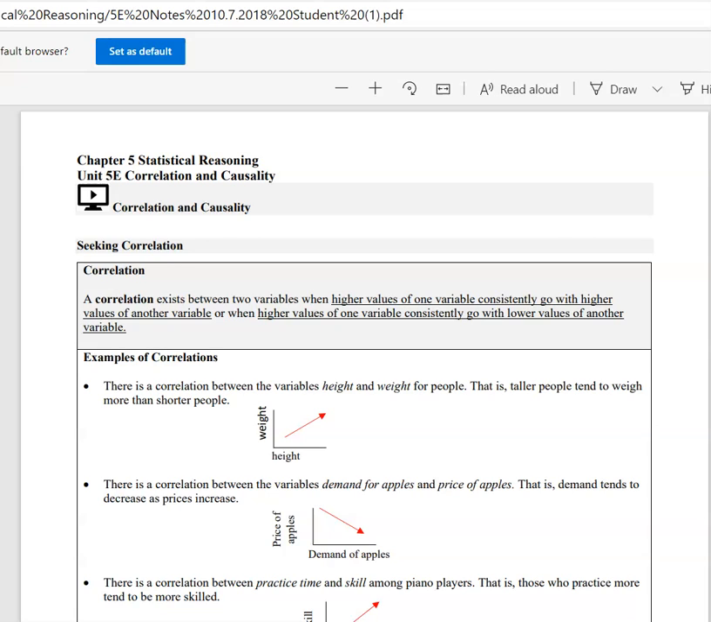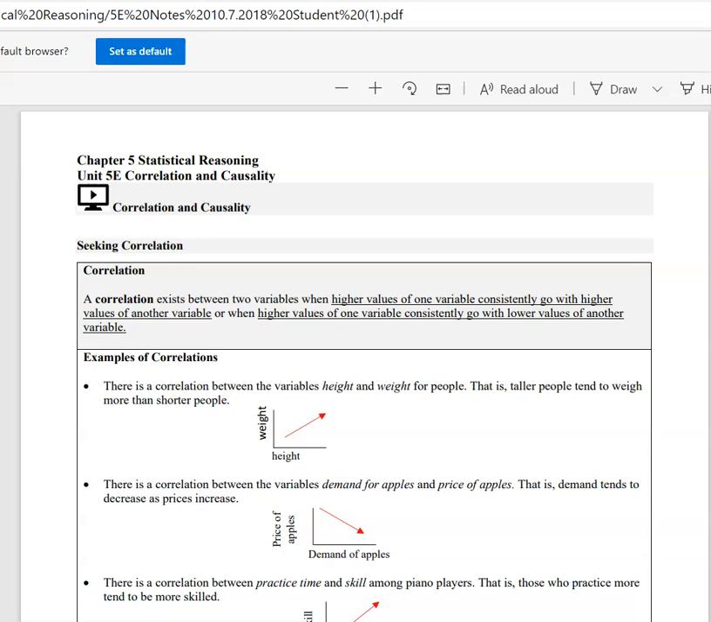Okay, so this lesson is on correlation and causation. It's chapter 5, section E. And when we talk about correlation, there's a correlation that exists between two variables when higher values of one variable consistently go with higher values of another variable, or the opposite, when higher values of one variable consistently go with lower values of another variable.